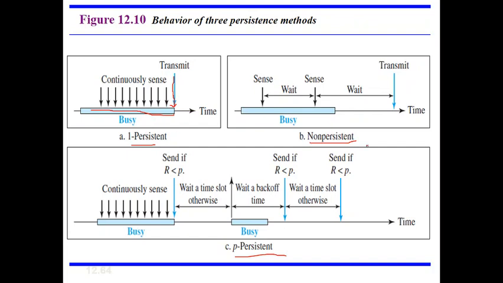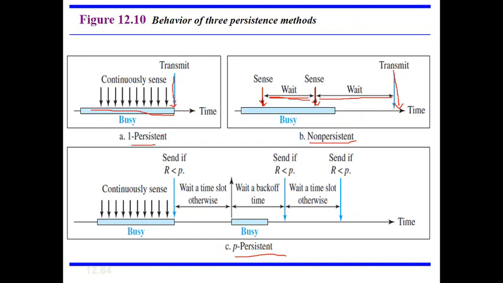The second one is non-persistent. Here initially it will sense the medium. If the device finds the medium is busy, then it will wait for some time, and after some time it will sense again. So here continuous sensing is not there. First it will sense. If it is busy, it will wait for some time and sense again. If it again finds the medium is busy, it will wait for some more time, and then again it will sense. If the medium is idle, in this case it is idle, then it can transfer the data or frame. So that is non-persistent.